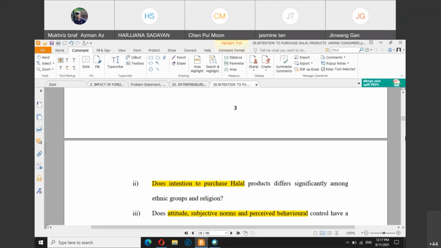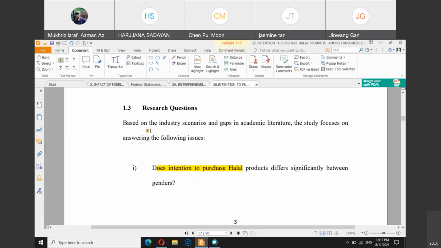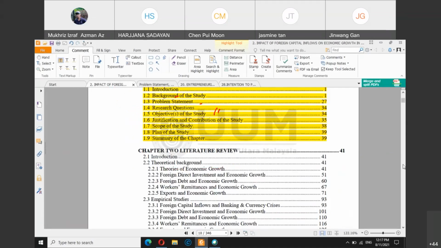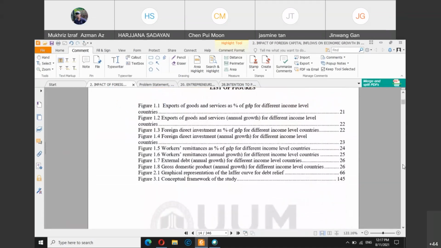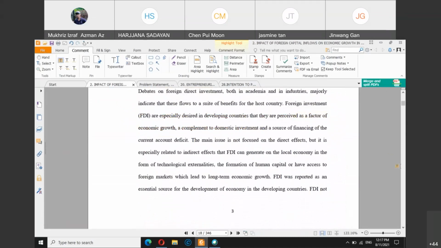So you need to mention somewhere in the background about these factors that you want to analyze, that you want to put as your research question in 1.3. So it must be mentioned somewhere in the background. So how do you want to do it? So that is based on your reading lah.